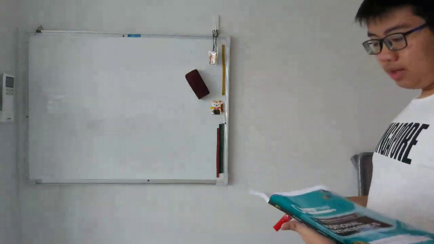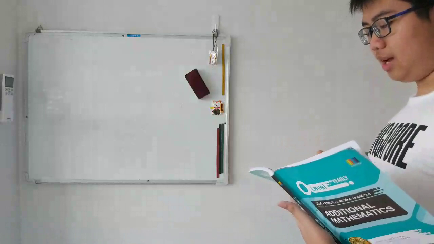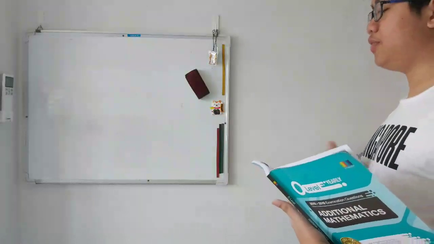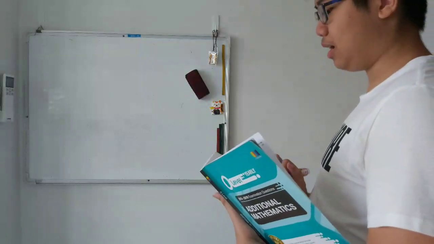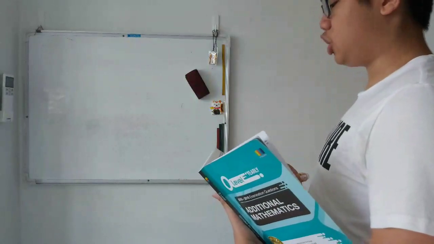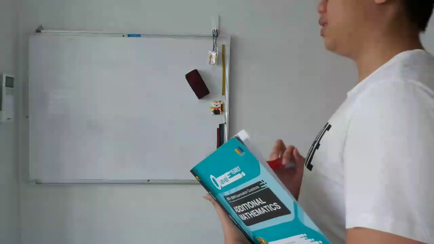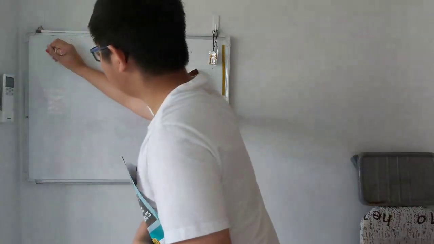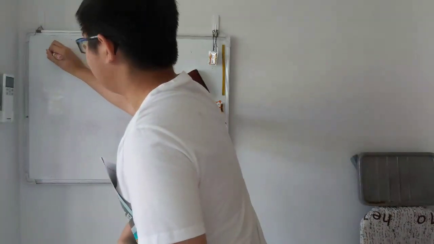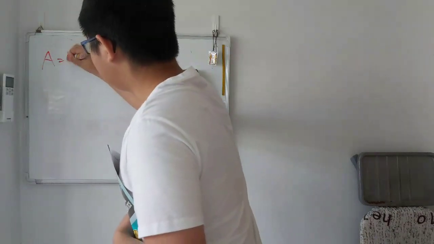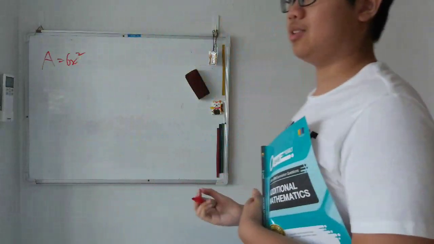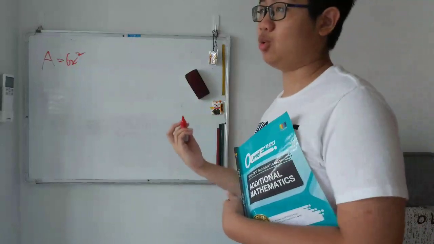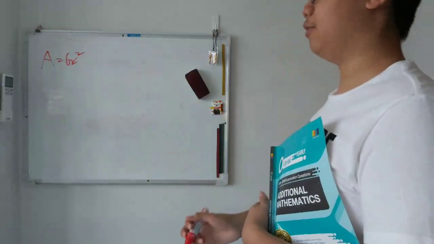Question 4. An ice cube of side x cm is melting in such a way that the total surface area, A square centimeters, is decreasing at a constant rate of 48 square centimeters per second. Assuming that the cube retains its shape, calculate the rate of change of x when x equals 10. Okay, so first we must find the expression for the area, which is just 6x squared. So A is equal to 6x squared because there are 6 sides on the cube and each side has an area of x squared because x is the side length of the cube.